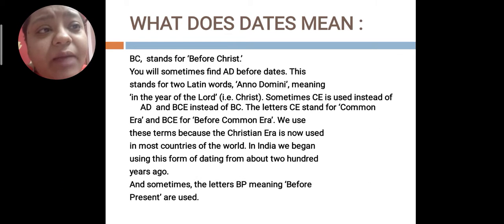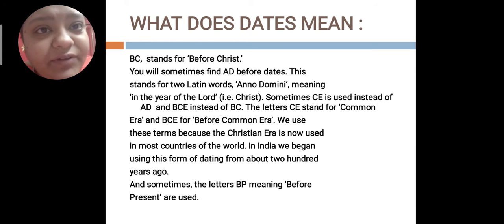Now next we come to dates. What generally do dates mean? Dates are very important, as they tell us that a particular event happened on a particular day. Here it is said that BC stands for before Christ. You will sometimes find AD, which means Anno Domini, that is, in the year of the Lord. Sometimes CE is also used instead of AD, and BCE is used instead of BC. CE stands for common era, and BCE stands for before common era.